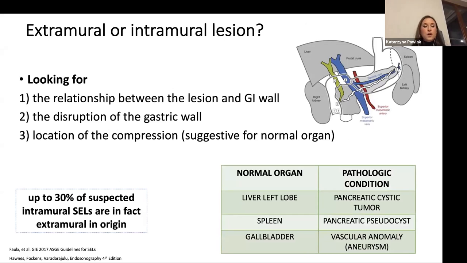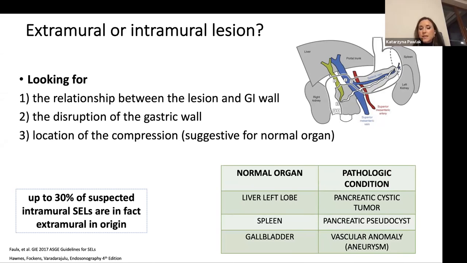What we should look for when it comes to extramural or intramural lesions: we should keep in mind that up to 30% of suspected intramural SELs are in fact extramural in origin. So we should look for the relationship between the lesion and the GI wall. We should also look for disruption of the gastric wall, which will probably be more related to a subepithelial lesion than to extramural pathology or a normal organ, as well as look for the location of the compression, which will sometimes be suggestive of a normal organ.